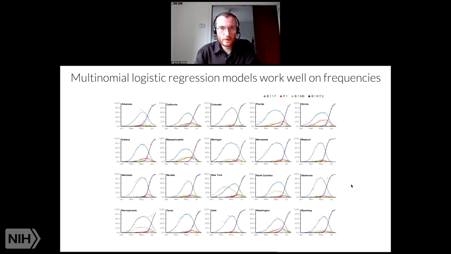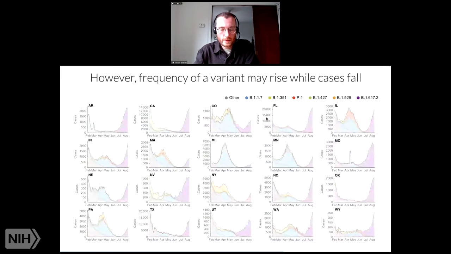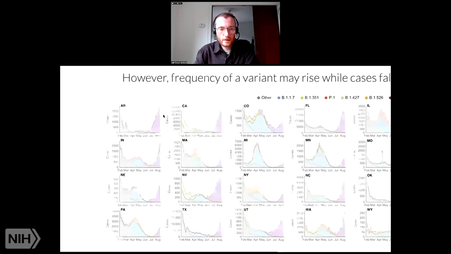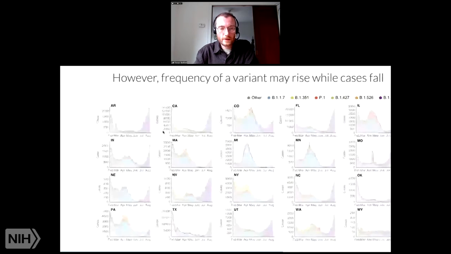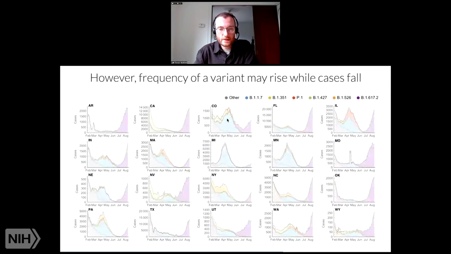However, this doesn't capture the full picture, in that there can be differences in caseloads compared to frequencies. States like California have a pretty big wave of alpha if we look at frequency data, but that didn't actually result in large caseloads. Whereas in some other states, those waves of alpha did result in epidemics, like Colorado, Michigan, and Minnesota. But basically everywhere we've seen the wave of delta resulting in larger caseloads.